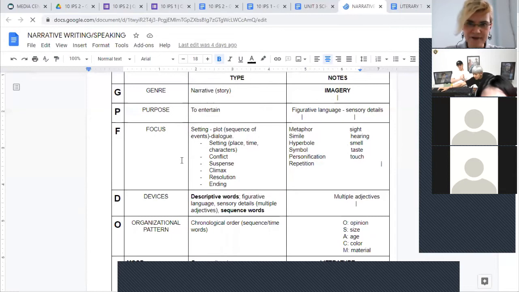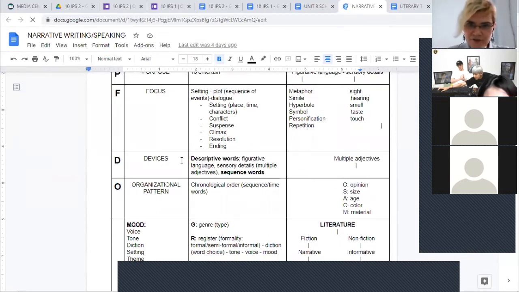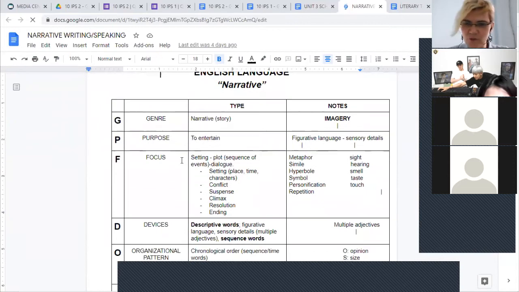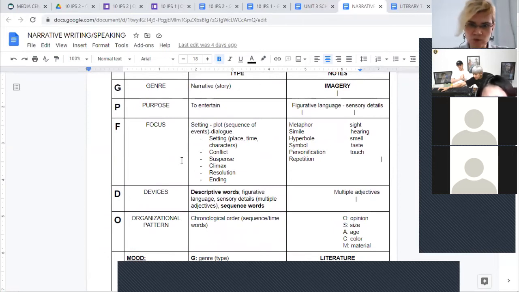So we have here a summary of narrative. So basically, this is really going into literature, into story, which we then would say narrative, because most of you resonate with that a bit more. We always go with GPFDO, which actually stands for genre, purpose, focus, devices, organizational structure. So for every type of writing, we always have to analyze it by using this acronym. Like, what's the genre? What's the type? What's the purpose? What's the focus? What are the devices that need to be used for that type of writing or text? What is the organizational pattern of the text?